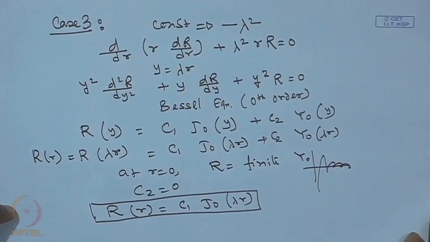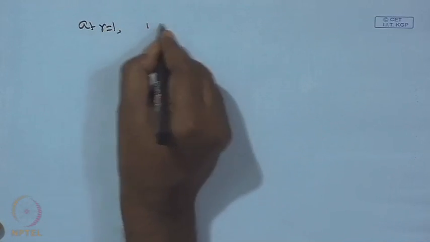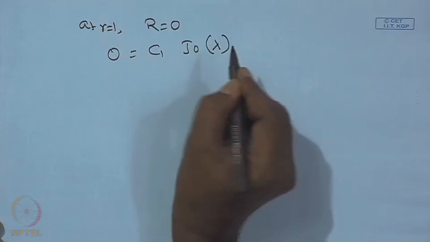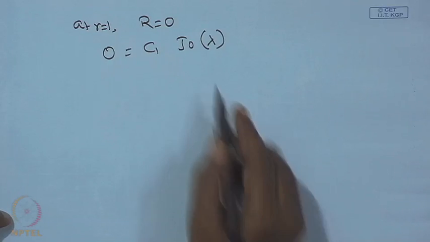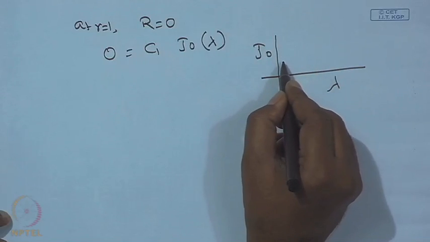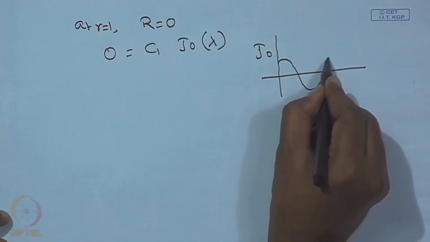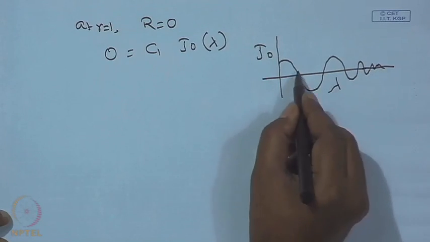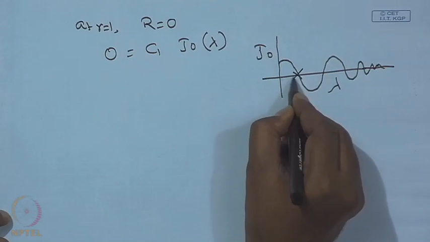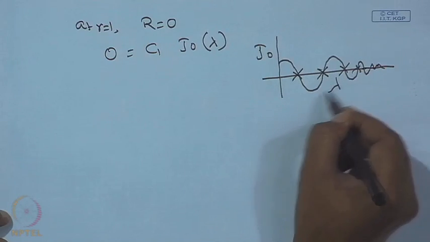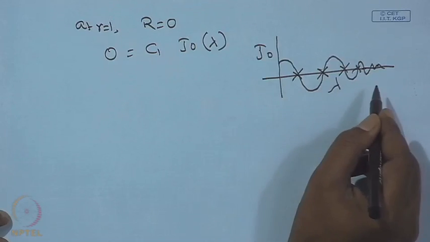Now, let us use the other boundary condition. The other boundary condition is that at r is equal to 1, capital R is equal to 0. So, 0 is equal to C1 J0(lambda). Now, if you look into the property of J0 as a function of lambda, J0 starts from a positive quantity and it cuts the x axis an infinite number of times with a diminishing amplitude. So, every location where J0(lambda) is 0 is a root or the zero. So, these are the solutions or the eigenvalues for this particular problem.